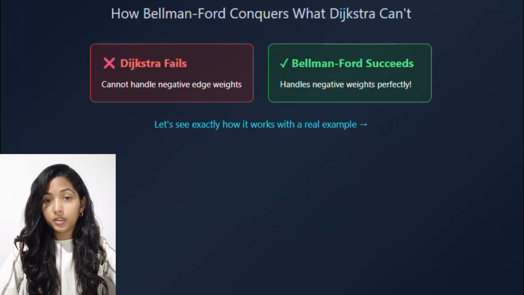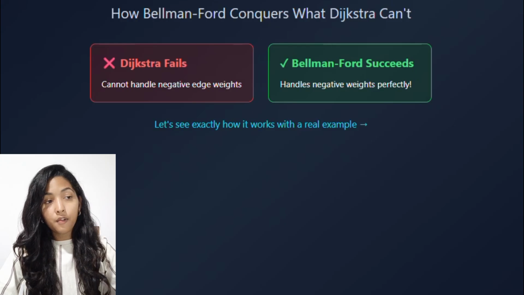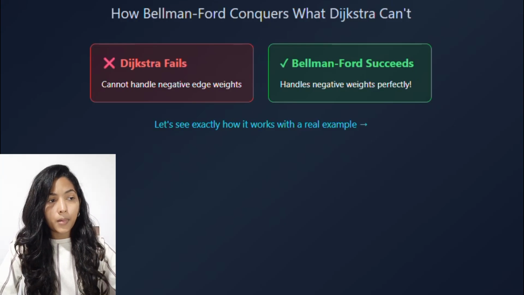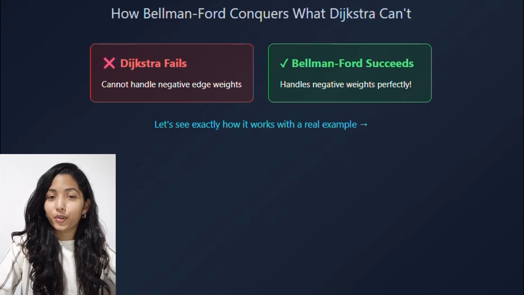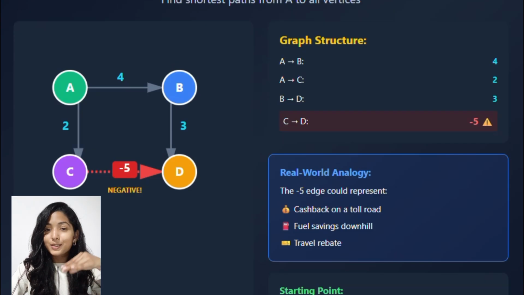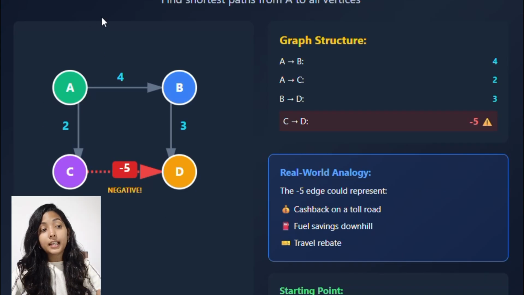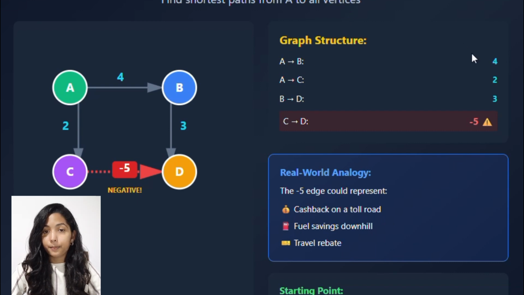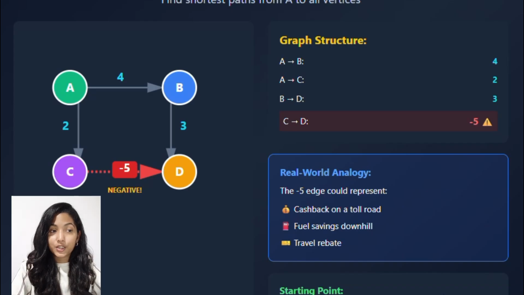Okay, now we know Dijkstra's algorithm fails with negative weights. But how does the Bellman-Ford algorithm actually handle them? Let me show you with a real example. Let's go through these steps. Look at this graph. We have 4 cities A, B, C and D. Most roads have normal costs 4, 2 and 3, but there is one special road from C to D with weight -5. Let's see how it works.